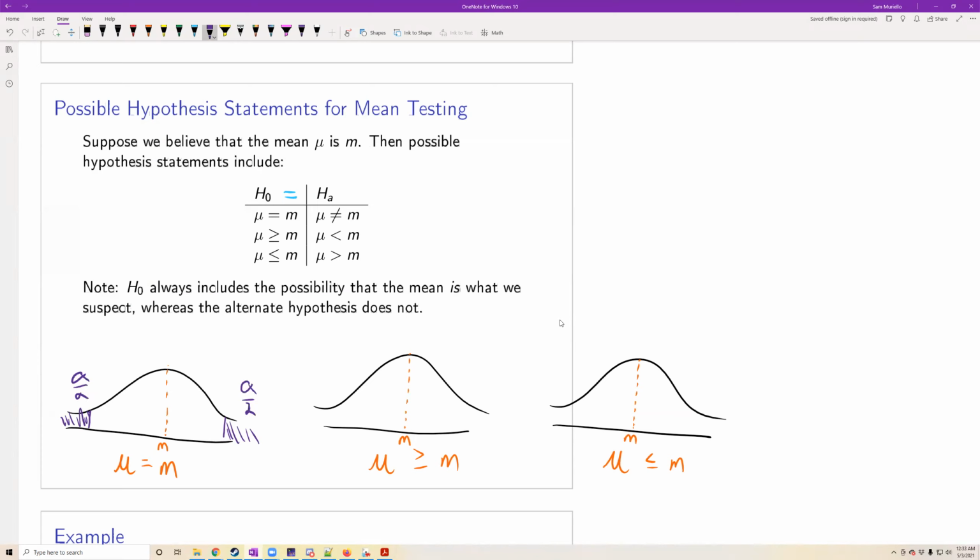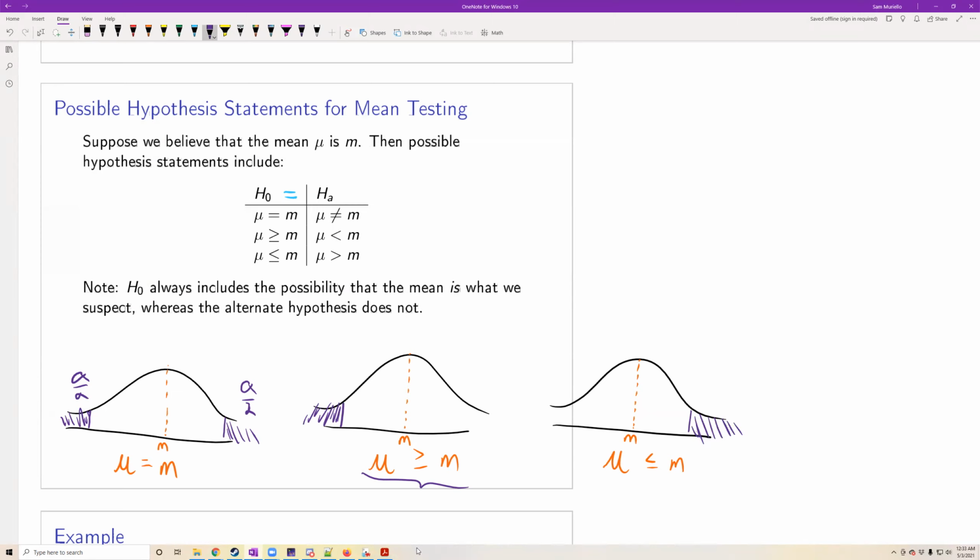The difference is, for an equal sign, it works exactly the way we're used to it working. But when it would be greater than or less than, we're only concerned with unusual results in one direction. So for example, if we think that the mean is greater than or equal to some number, then very large results are not weird. It's only very small results that are weird. So we would only be shading one side. And in this case, we will only be shading the other side.